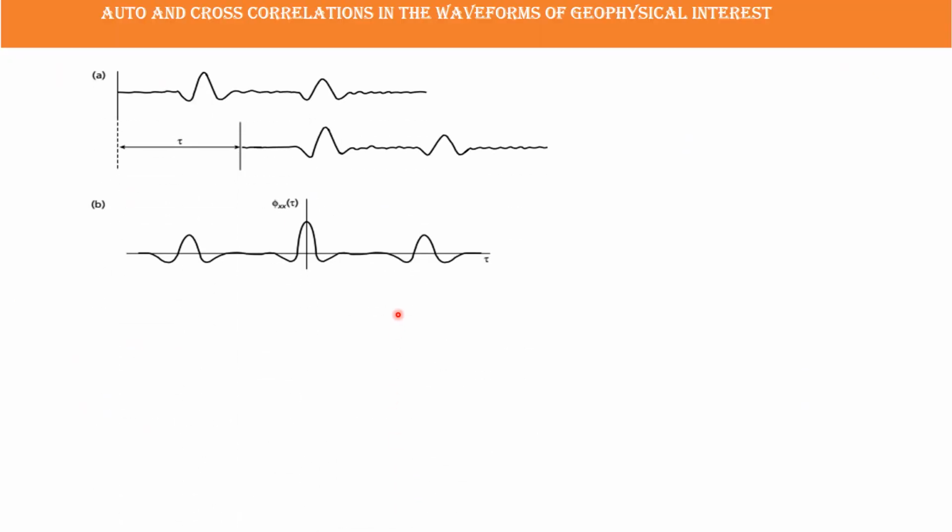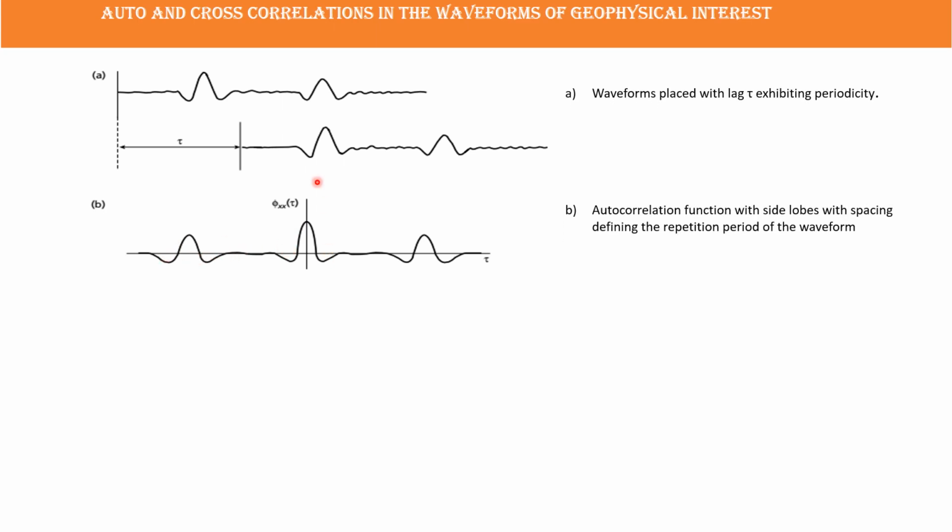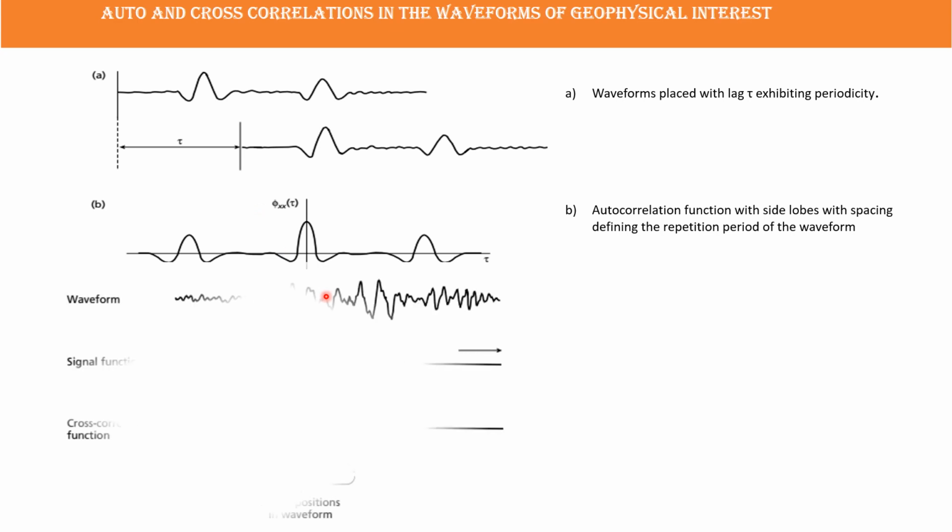So what is the application of cross and autocorrelation? As we already said, there are two waveforms, and you can detect a similar waveform. The autocorrelation function has a time lag, right and left, so it is symmetrical about the zero time lag. Now, what do A and B define? For A, the waveform is placed with lag tau, and it is exhibiting a periodicity. B is defined as an autocorrelation function with side lobes. The spacing of the side lobes defines the repetition period of the waveform, and it is used to classify the waveform. That is the main thing of the autocorrelation function.